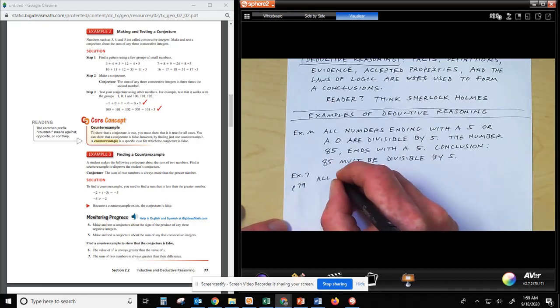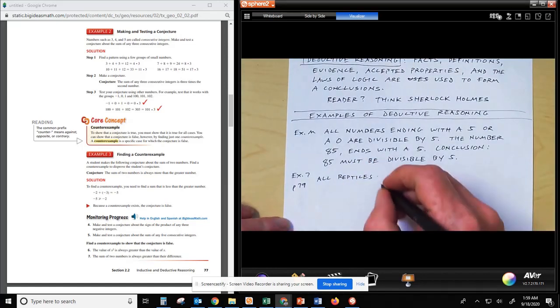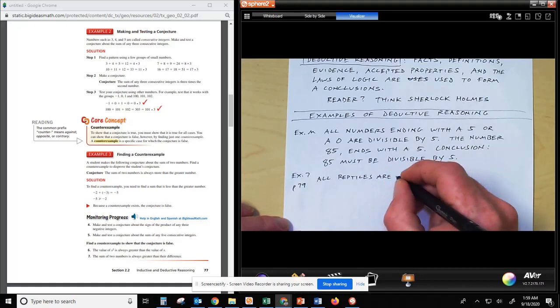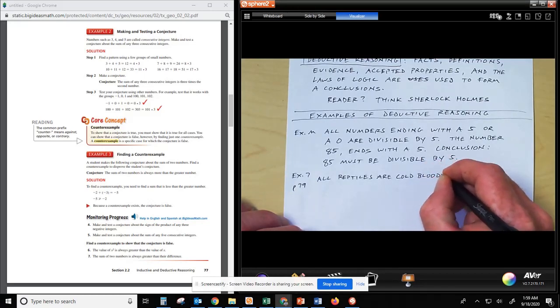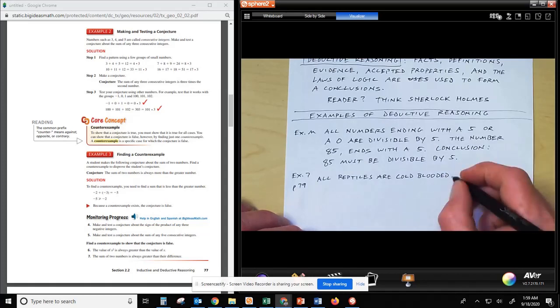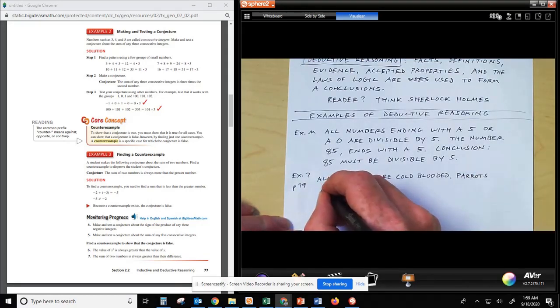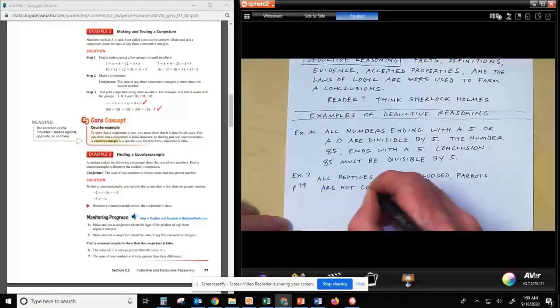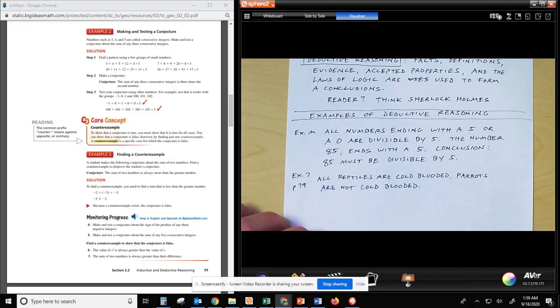All reptiles are cold-blooded. That is a fact. That is how we've divided up the animal kingdom. We put all the cold-blooded animals in one group called reptiles. That is how we order it. Ah, but parrots, this is in the example. Parrots are not cold-blooded. Do you see the conclusion that we're about to reach? Think about it. What are we about to conclude?